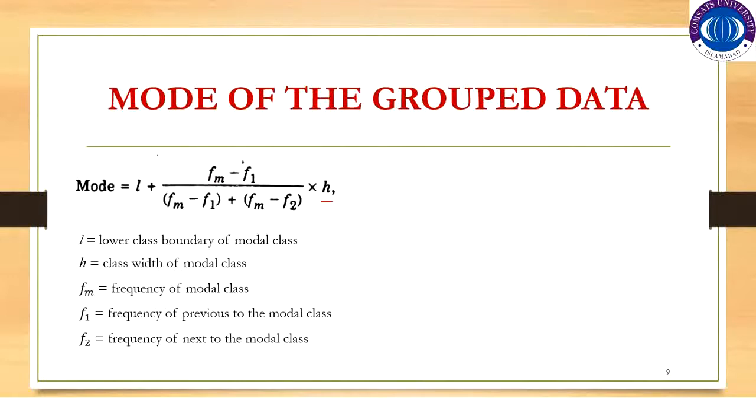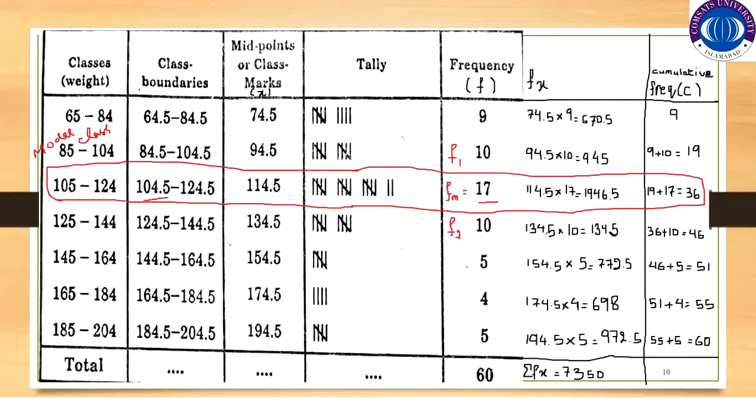F1 is the frequency of the class previous to the modal class, the preceding class. And F2 is the frequency of the class exceeding the modal class, or next to the modal class. So we will see in our data the maximum frequency is 17. So this is the modal class. This 17 is Fm. What is the preceding frequency? 10. This is F1, and by chance the next to the 17 is also 10. So F2 is also 10.